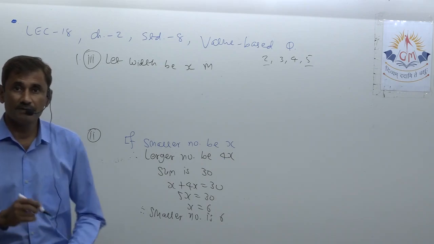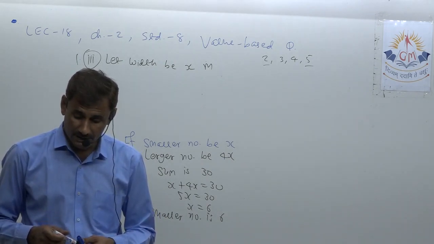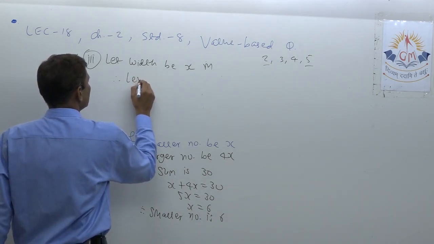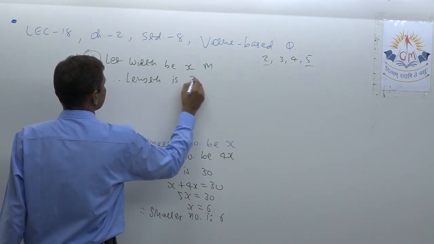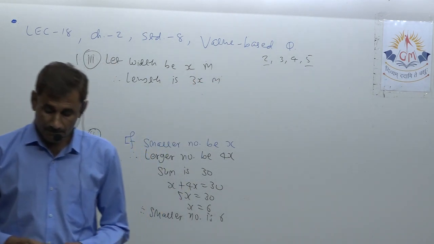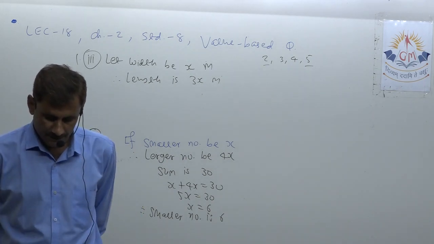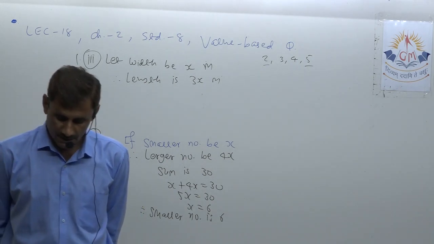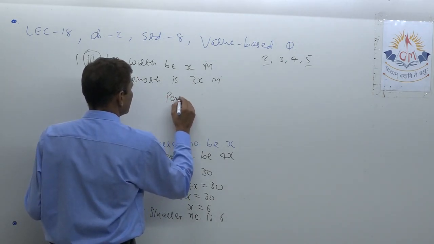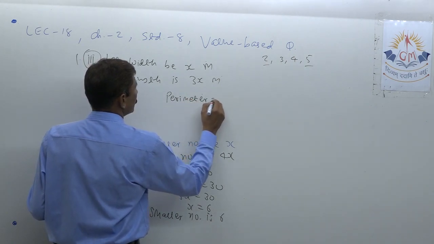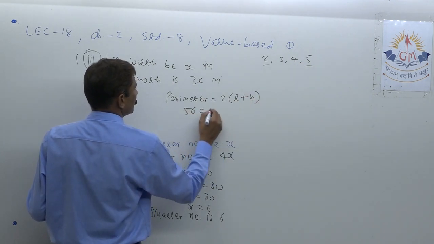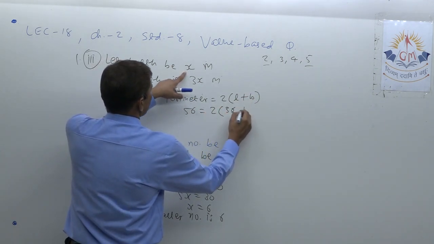So now you can say the length. Why? Look at that statement. The rectangle is 3 times as long as its width. So obviously the length will be 3x. The perimeter is given as 56 meter, then the rectangle's length is. So the perimeter is given 56. So write down perimeter equal to the perimeter formula, 2 times L plus B. 56 is given. L is 3x. Breadth is x.